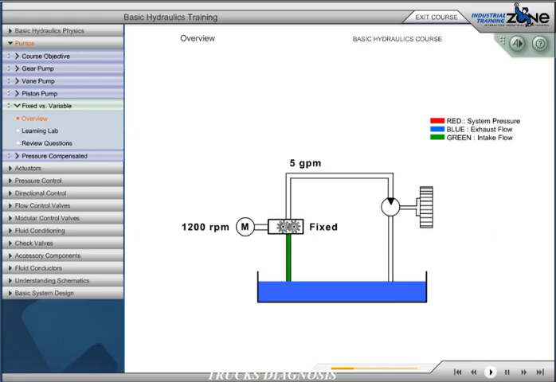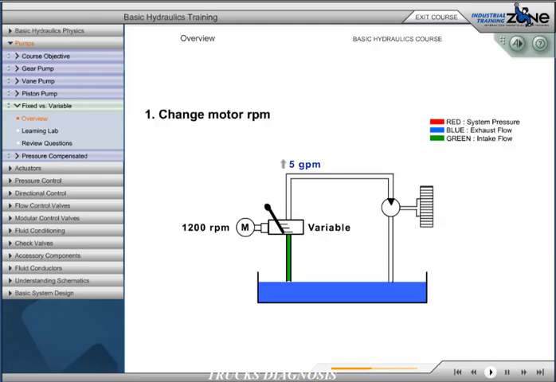In this example, a motor turning at 1200 RPM is driving a fixed displacement gear pump producing 5 gallons per minute flow. The GPM can be changed if the RPM of the motor changes. When a variable displacement pump is used in the system, the GPM can be varied in two ways. As with fixed displacement pumps, the GPM will be changed if the RPM of the motor is changed. The second way is to vary the displacement of the pump.